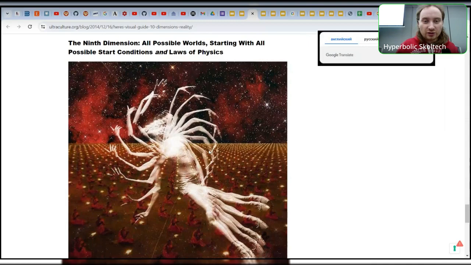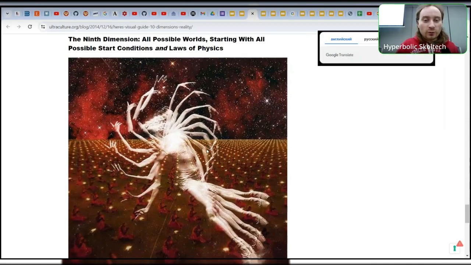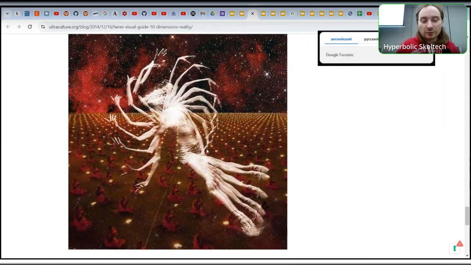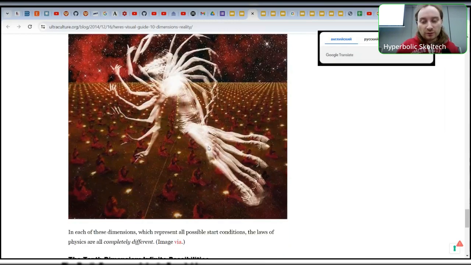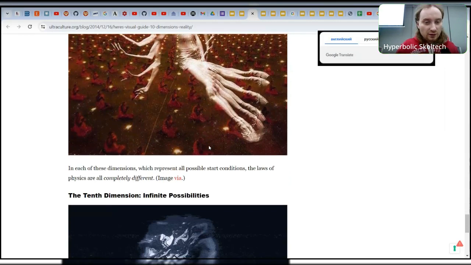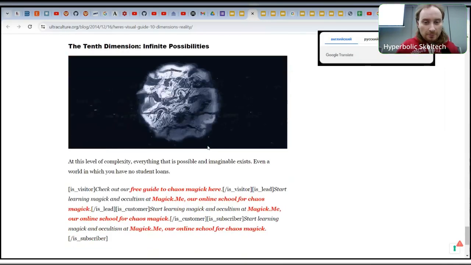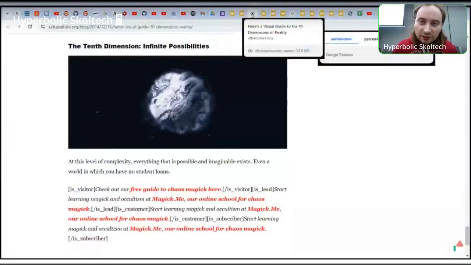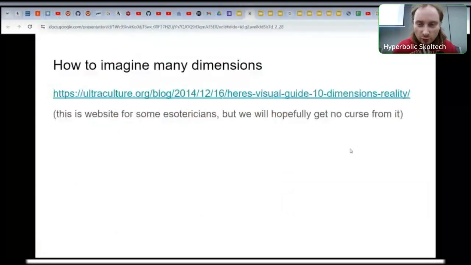Ninth dimension. Okay, so varying laws of physics, like varying physical constants or something like this, like gravitational constant, speed of light. It might be some absurdist worlds, yeah. So this was some short and sometimes silly explanations. Let me go away from it.